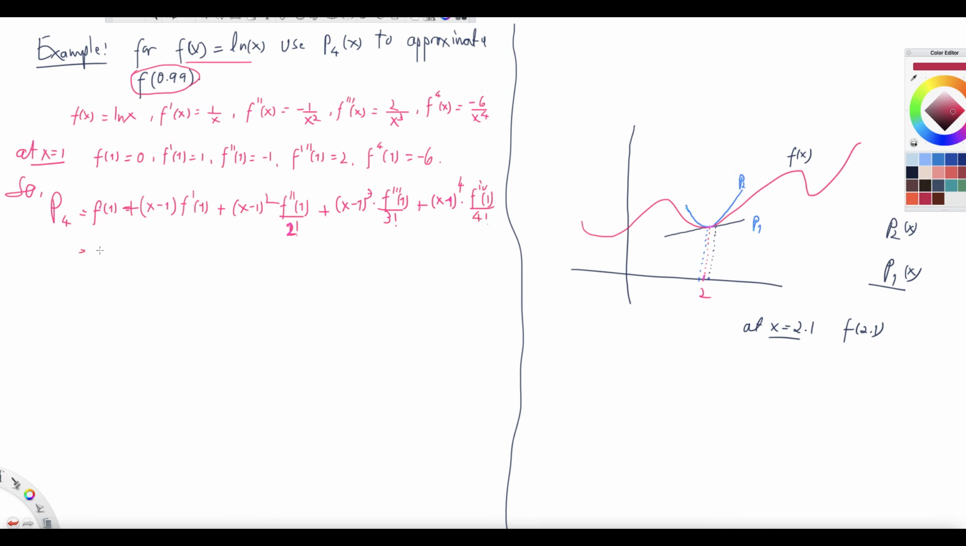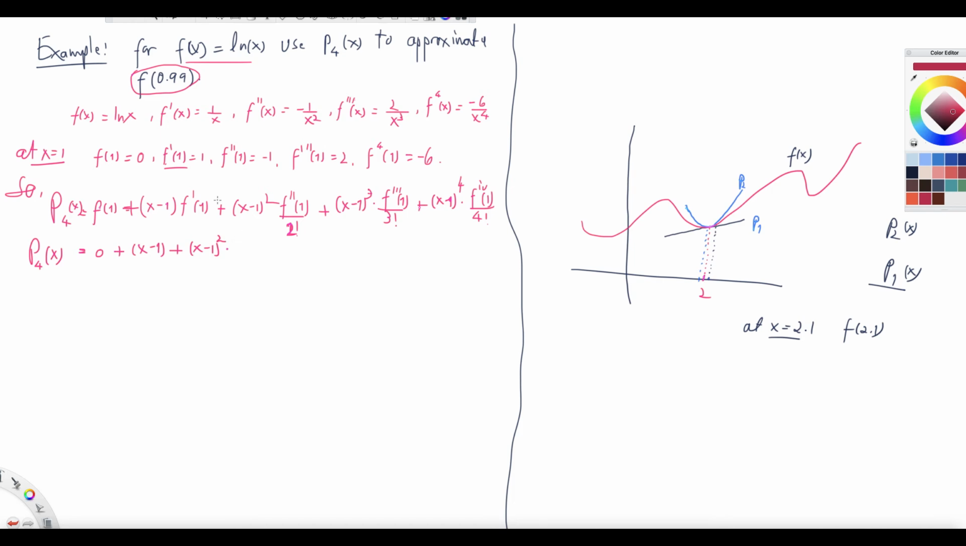So what is f at 1? 0, right? So this is p4(x). Then x minus 1 times, this is 1, so that value is 1. So plus x minus 1 squared times, what is f double prime of 1? Negative 1, right?